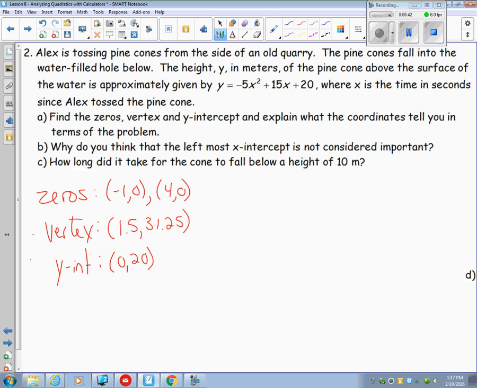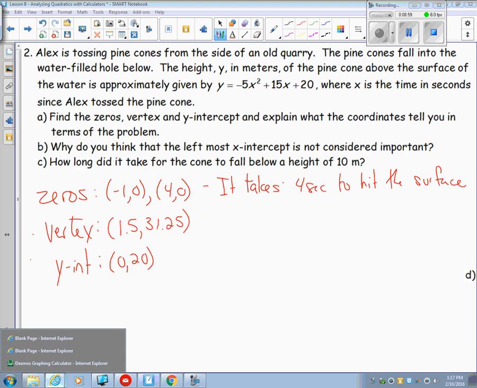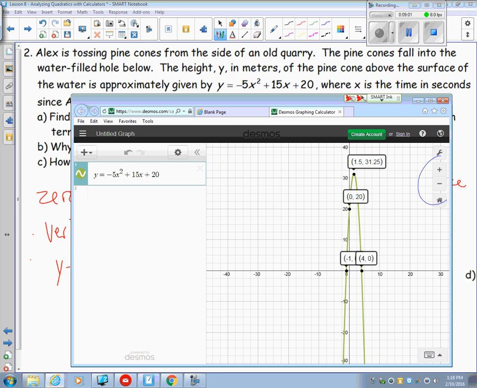What do they mean? Well, it takes 4 seconds to hit the surface. Yeah, that's time, right? If you look at the picture, the path of this is the path of my pine cone. So it's here, going up, and then back down hits the water. Right? That's what's happening here.